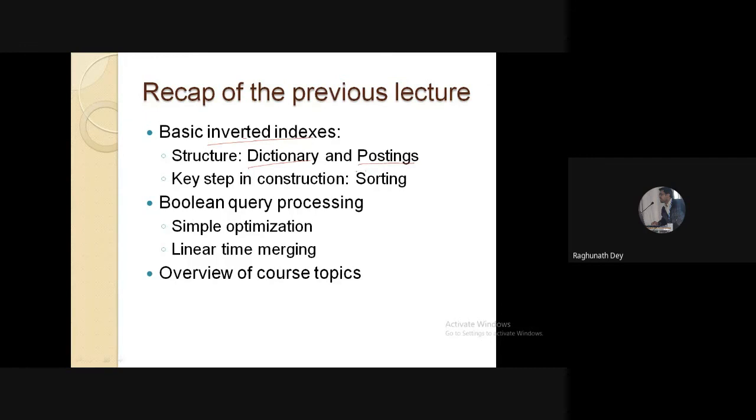And also we are trying to put those terms in the dictionary in sorted manner, as well as the list of the documents also in sorted manner, smaller to higher, by the help of which we were able to design the required query processing. This thing also we have discussed.